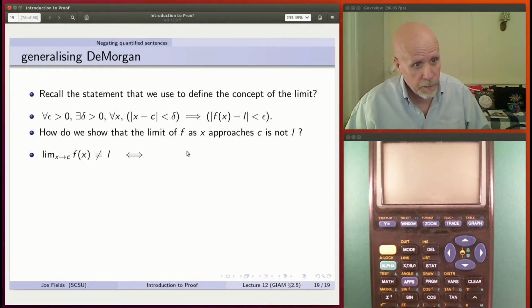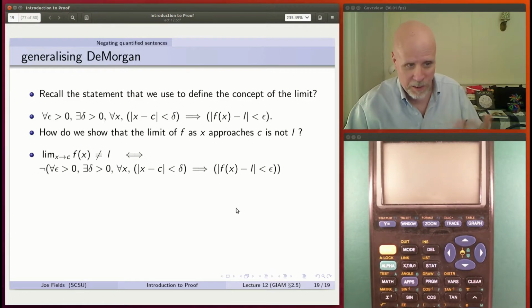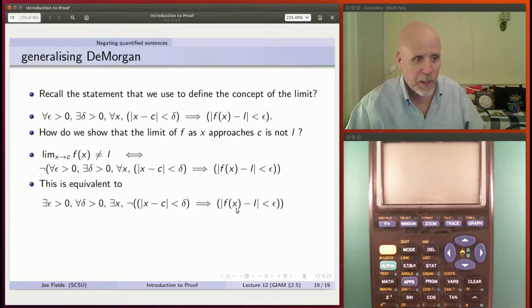Well, that should be the negation of this long quantified sentence we've got up here. So first, I'm just writing it as the negation of this long quantified sentence, putting the whole thing in parentheses and putting a not out front. But then let's play the game as we just saw it. That's going to be equivalent to switching every quantifier. So the for alls turn to exists, the exists turn to for alls.